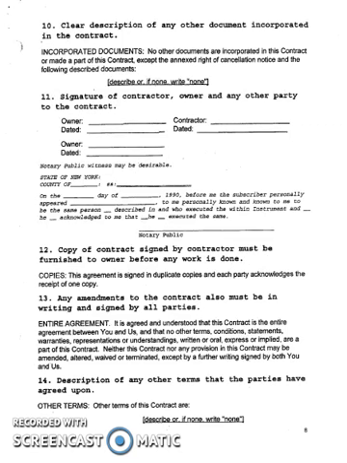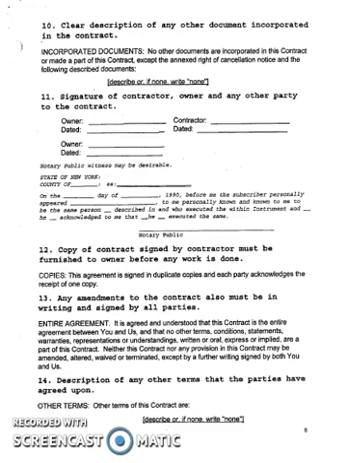parts of this contract. So number 12 is copy of contract signed by the contractor must be furnished to the owner before any work is done. That's just to ensure that both parties have the contract, they've agreed to the contract.